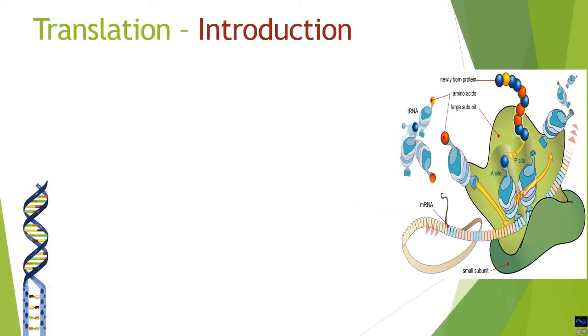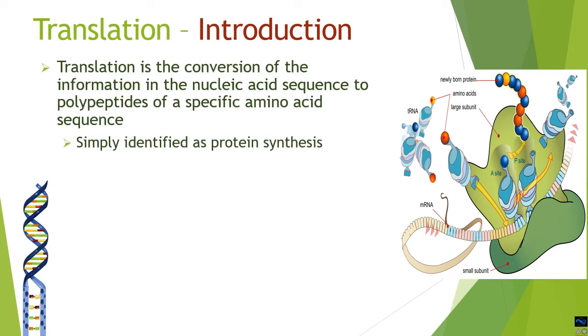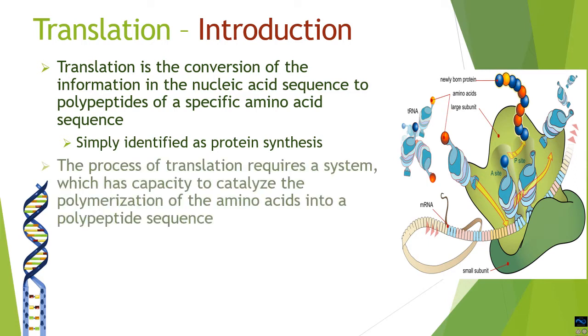This lecture is the introduction to translation. As we already know, translation is the third step in the central dogma of unidirectional flow of genetic information, and it involves the conversion of information which is coded as the nucleic acid sequence, and this sequence is exactly translated to a specific amino acid sequence, resulting in the formation of a polypeptide. Simply, it can be identified as protein synthesis as well.